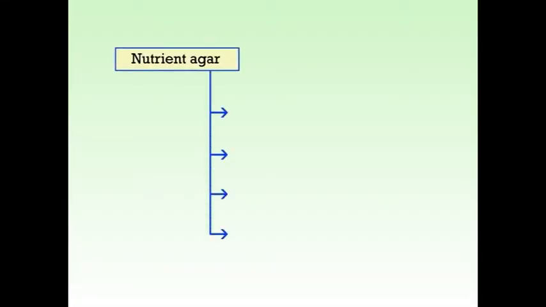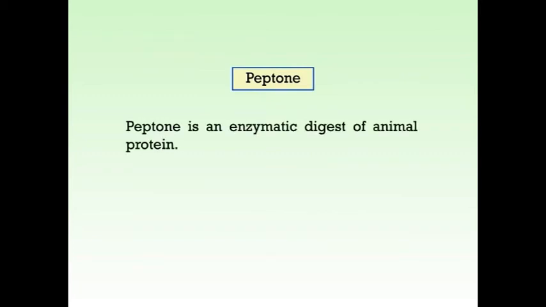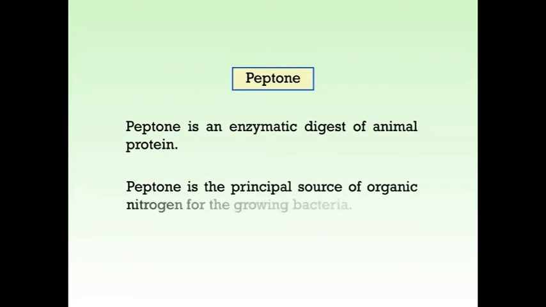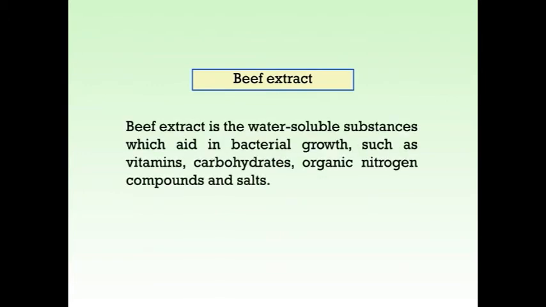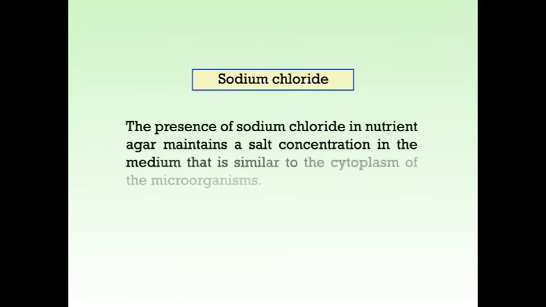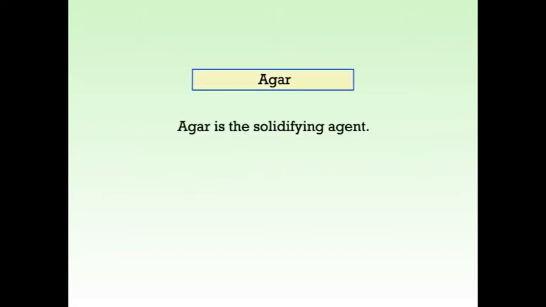Nutrient agar is composed of peptone, beef extract, sodium chloride, and agar. Peptone is an enzymatic digest of animal protein. Peptone is the principal source of organic nitrogen for growing bacteria. Beef extract is the water-soluble substances which aid in bacterial growth, such as vitamins, carbohydrate, organic nitrogen compounds, and salt. The presence of sodium chloride in the nutrient agar maintains a salt concentration in the medium that is similar to the cytoplasm of the microorganism, and agar is the solidifying agent.